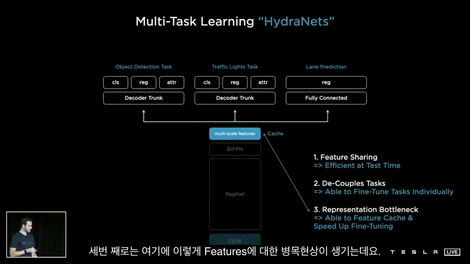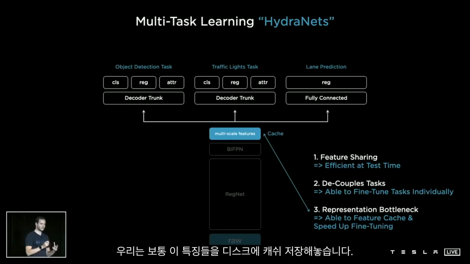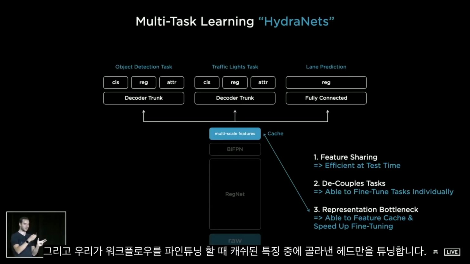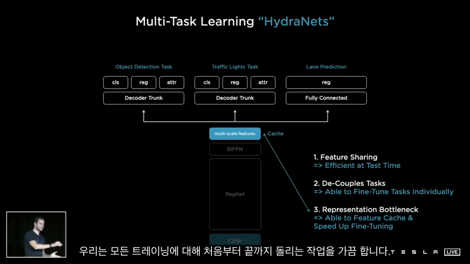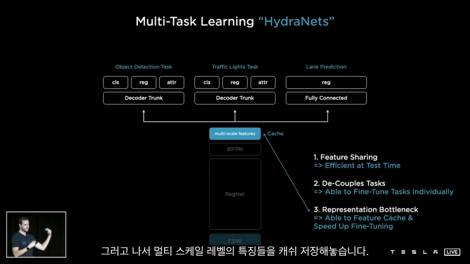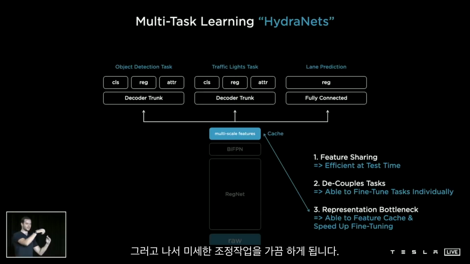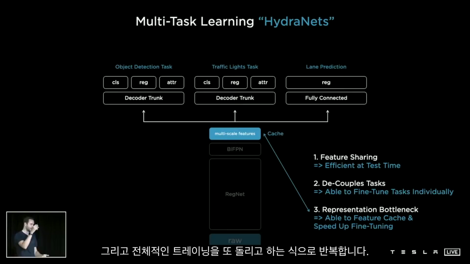And number three, because there's this bottleneck here in features, what we do fairly often is that we actually cache these features to disk. And when we are doing these fine-tuning workflows, we only fine-tune from the cached features up and only fine-tune the heads. So most often in terms of our training workflows, we will do an end-to-end training run once in a while where we train everything jointly. Then we cache the features at the multi-scale feature level. And then we fine-tune off of that for a while. And then end-to-end train once again, and so on.